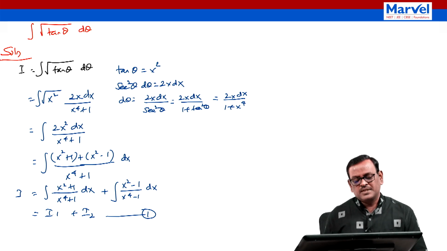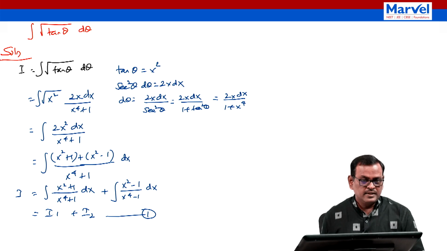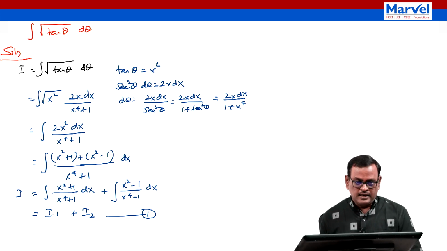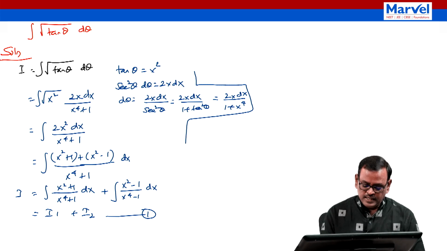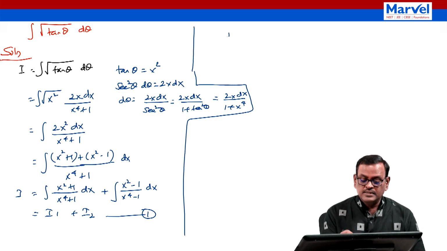Whenever the expression has two or more integrals, assume I1, I2, I3 like this, because there is no need to solve everything at a time in the same line. So assume each term has one separate integral. This is one of the simple techniques to avoid mistakes. Okay. Now what is I1?